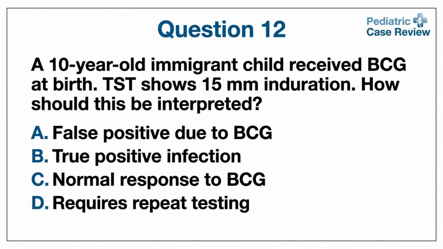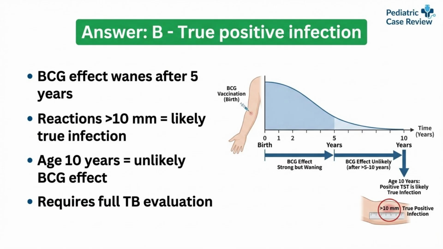Question 12. A 10-year-old immigrant child received BCG vaccination at birth. Tuberculin skin test shows 15 millimeters of induration. How should this be interpreted? Option A, false positive due to BCG. Option B, true positive infection. Option C, normal response to BCG. Option D, requires repeat testing. The correct answer is option B, true positive infection.